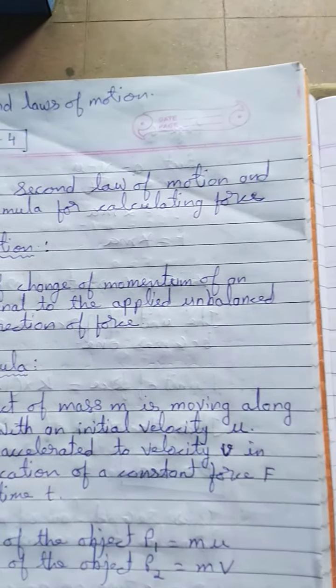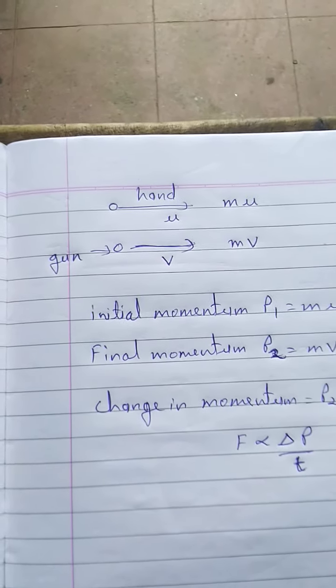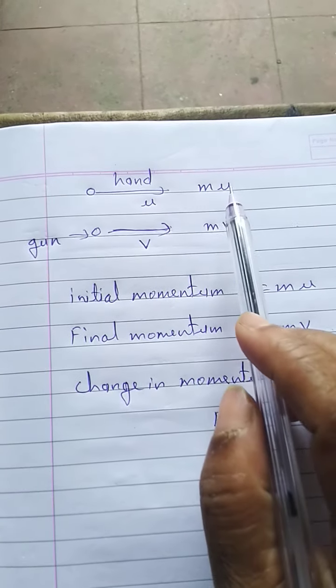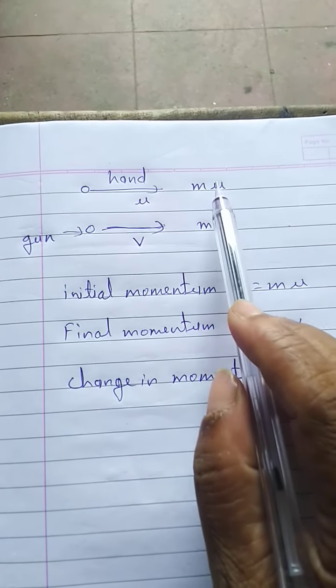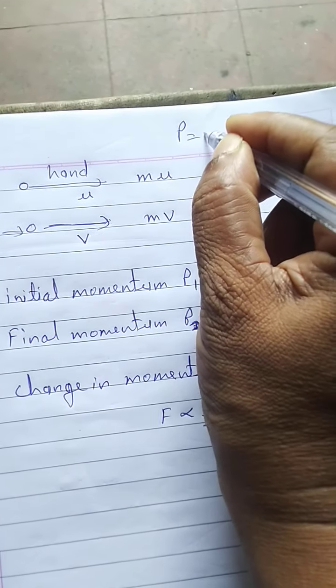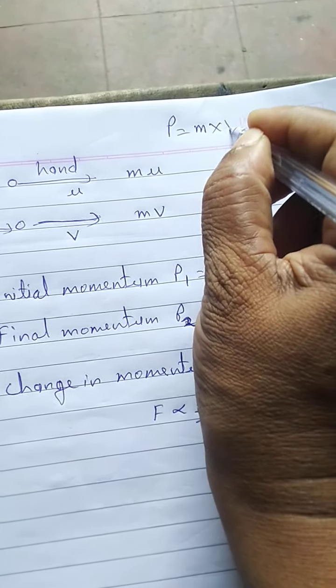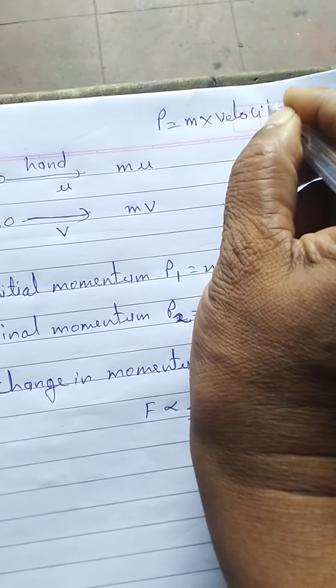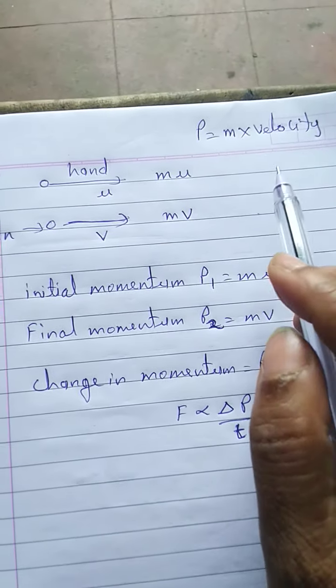Now let us recall what momentum is. Momentum is the product of mass and velocity. It is denoted as P. P is equal to mass into velocity. This way we define momentum.